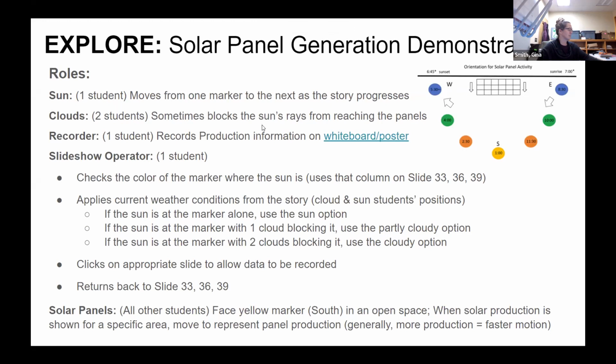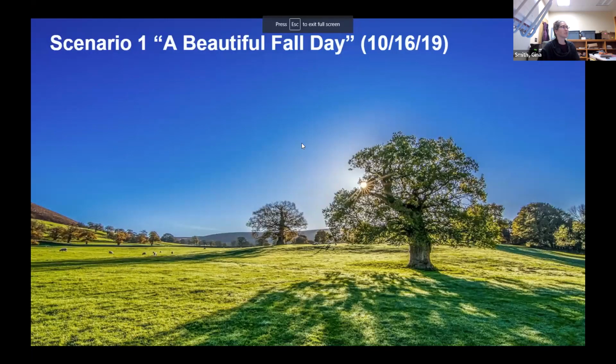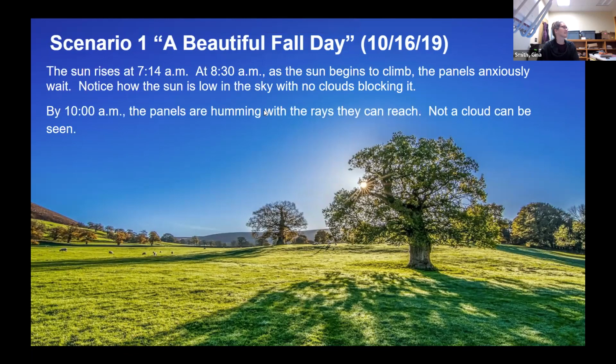So if I go back out into the panels here, scenario 1 describes a beautiful day. The sun rises at 7:14, at 8:30. As the sun begins to climb, the panels anxiously await. Notice how the sun is low in the sky with no clouds blocking it. So at that time, they're recording what they think the solar production would be based on early in the morning, low in the sky sun, but no clouds.